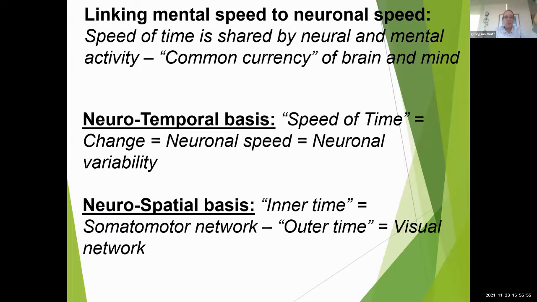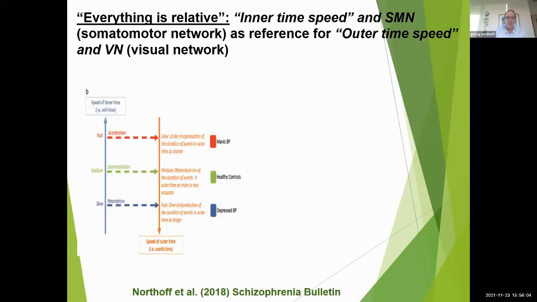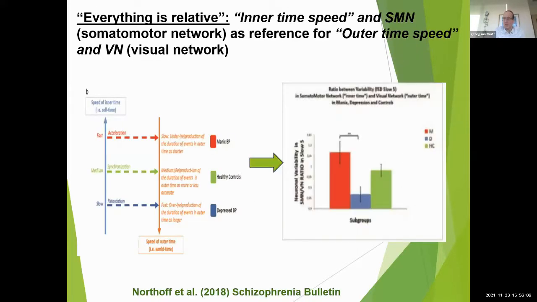So we took the somatomotor network neuronal variability as a proxy of inner time speed, and the visual network neuronal variability as a proxy of outer time speed. So, what did we observe? On the right, this is a schema of the experiment. On the right, these are real neuronal data.